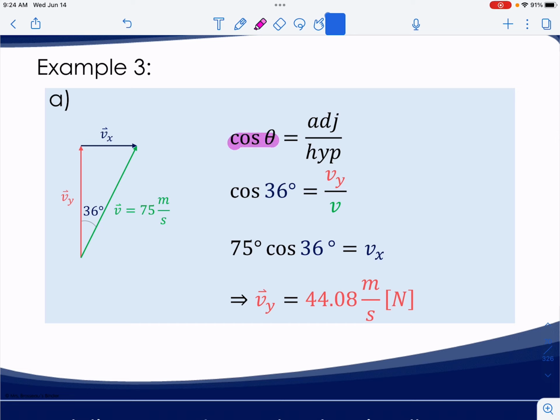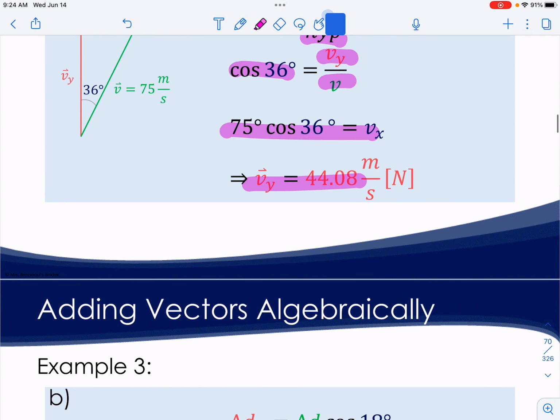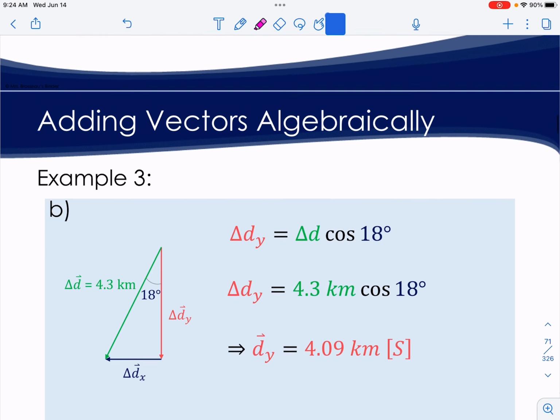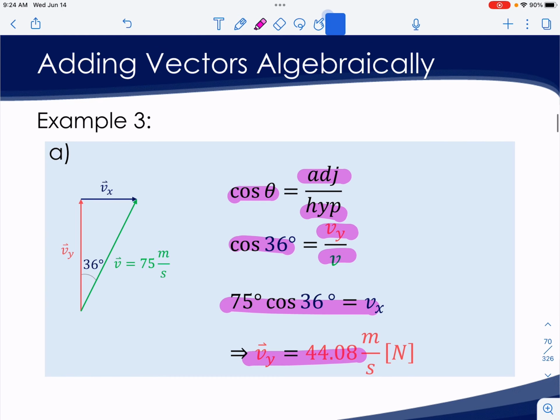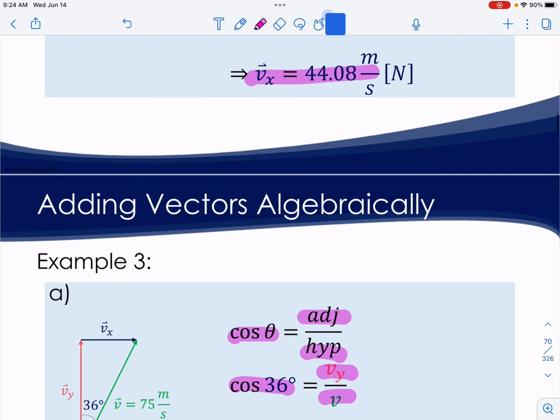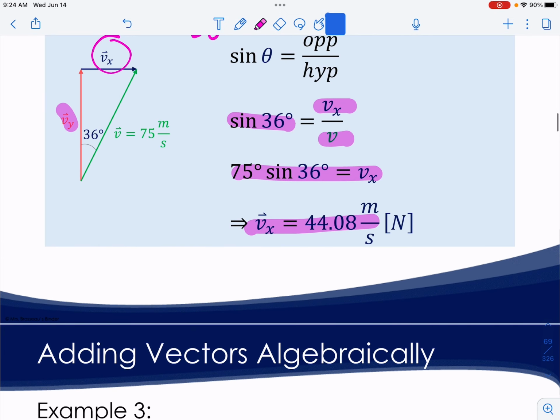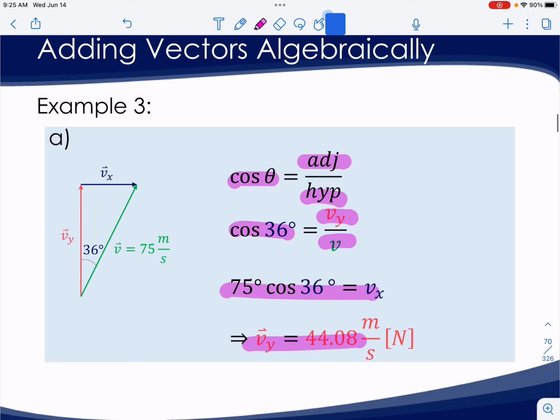So here cosine is equal to adjacent over hypotenuse. Cosine 36 is Vy over V. Put that into the equation and you get Vy is 44. So you can see that they're both 44. That's kind of unusual. That doesn't seem correct. So I'm going to check the math on that. Let's pause the video for a second or just stay tuned.